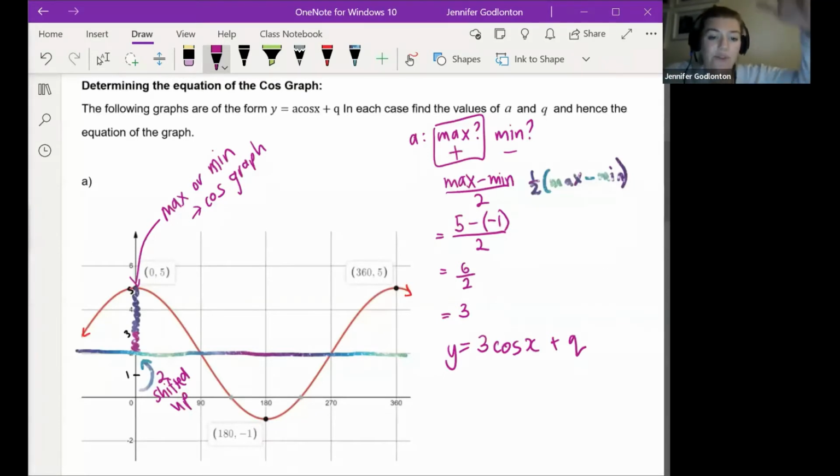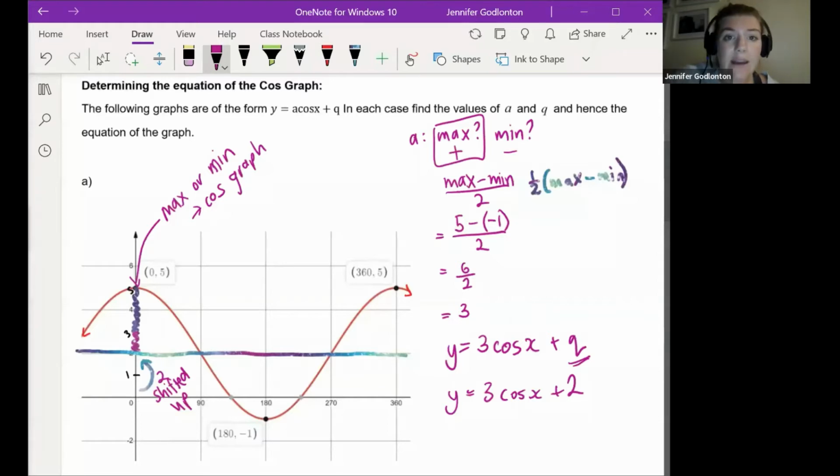Okay, so if it shifted up by 2, that means that my Q value must be 2. So that means that y is equal to 3 cos x plus 2. As soon as we find that line, we actually know what Q is, and we can find that line by finding our A value, which makes it nice and easy. You don't have to do it this way. There are lots of other ways you can do it. I just personally find this to be the easiest one.